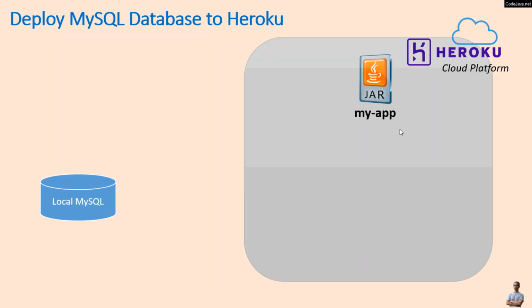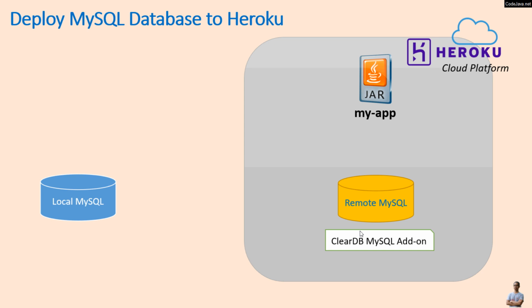Let me explain the process for deploying a MySQL database from local computer to Heroku. Say you have a local MySQL database and you also have a newly deployed app on Heroku. To deploy your local MySQL database, you need to install an add-on such as the ClearDB MySQL add-on, and this add-on will create a new remote MySQL database.